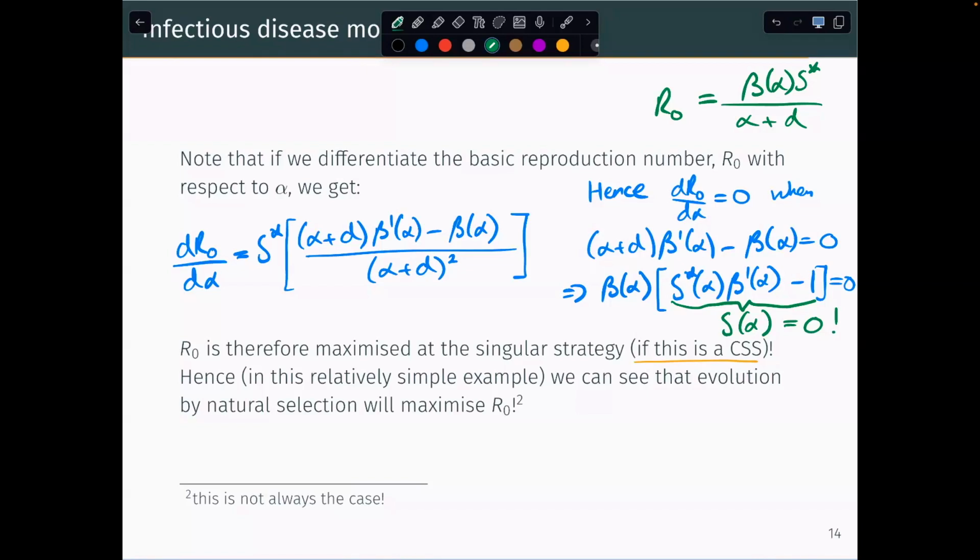We take dR0/dα. S star just comes out the front, it doesn't actually matter here. We end up with this term in the middle. And so let's think about when is this R0 possibly maximized? For this to be possibly maximized, the numerator in this bracket has to be equal to 0, right? Because we're at a turning point for our R0. So let's think about when is this equal to 0? We set this equal to 0.